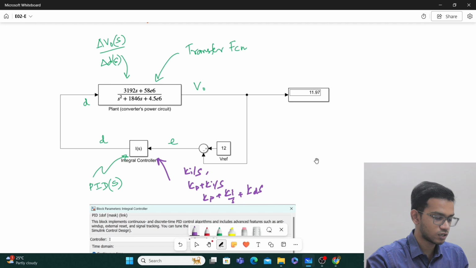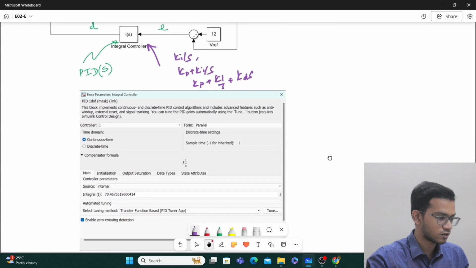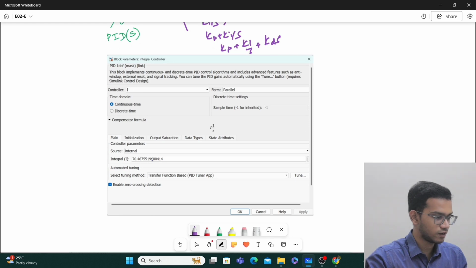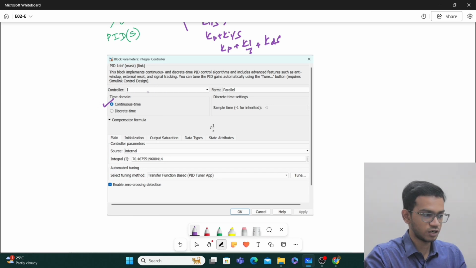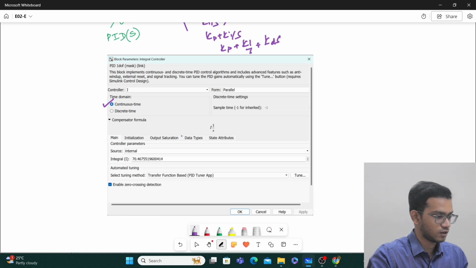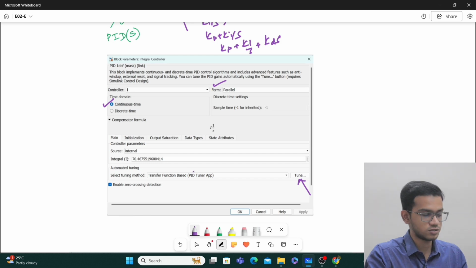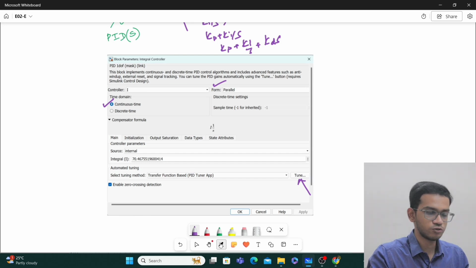If you double click on this integral controller block, you will get a window like this. Initially, it may have some other value or it may have 0. All you have to do is check whether this is in continuous domain. This could be anything because when you auto tune it, it will give you by itself, and form should be parallel, and you have to click this tune button, and please ensure that transfer function based tuning is selected here. By default this will be the thing, so we have to tune it.